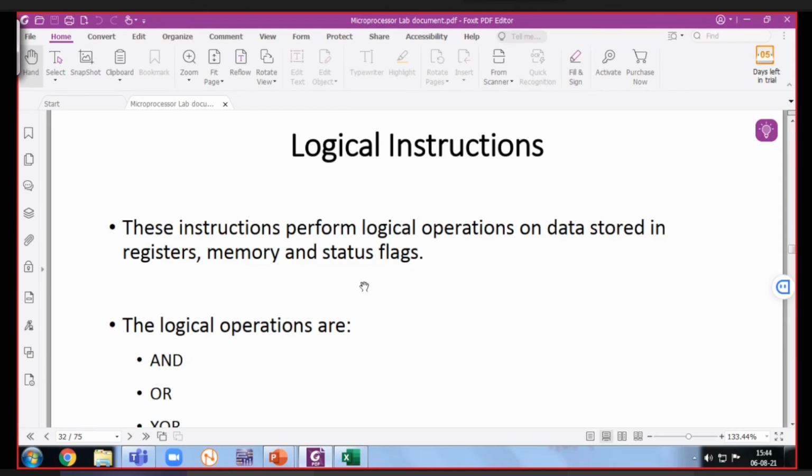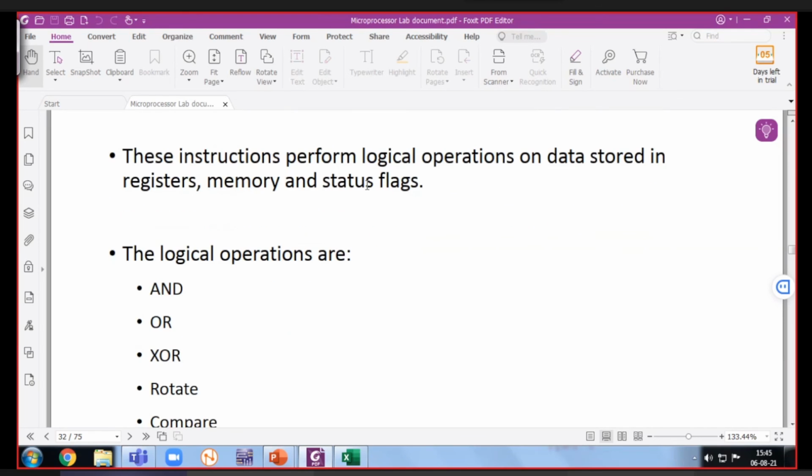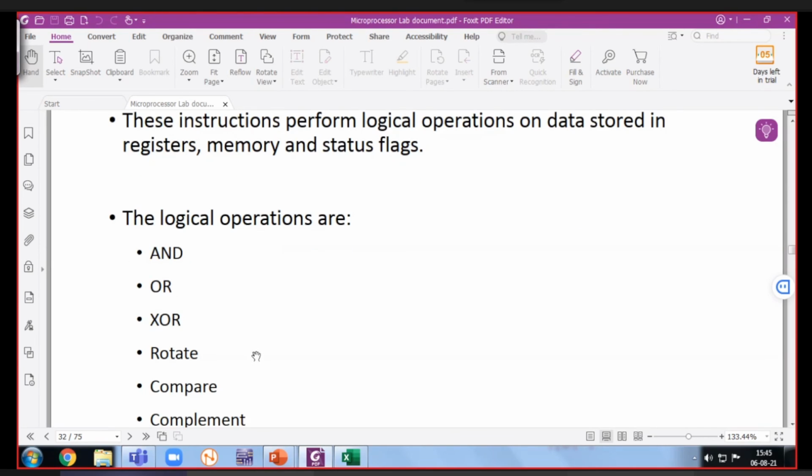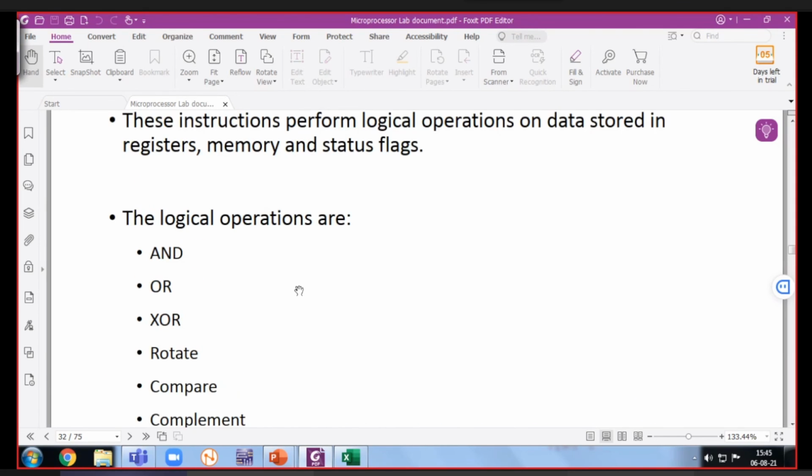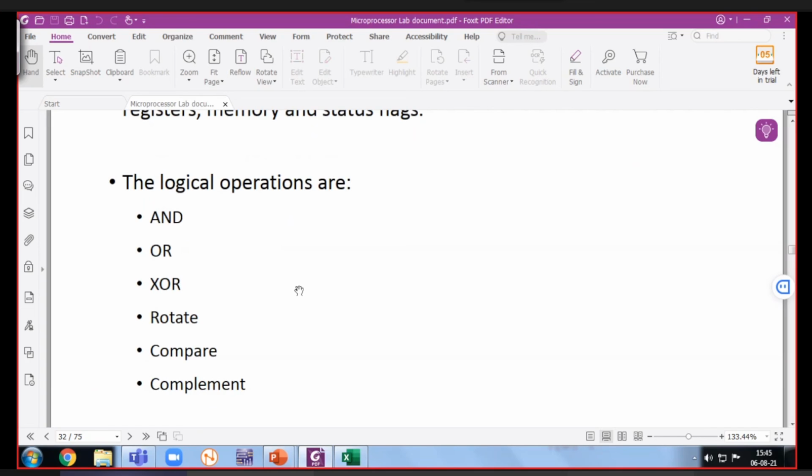Till now we have seen the arithmetic and the data transfer instructions. Two more types of instructions are there: logical, and branch and control instructions. In the logical group we have instructions related to AND, OR, rotate, compare, then complement. This I will explain in the next class.